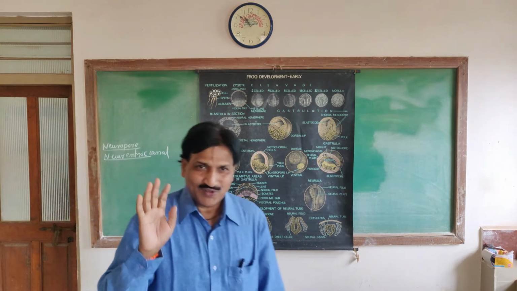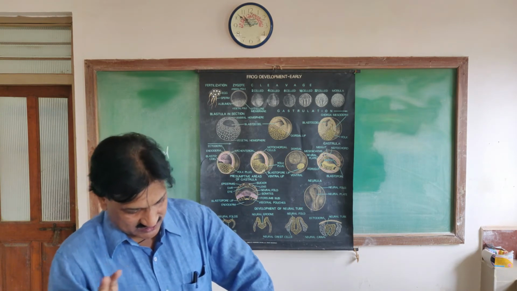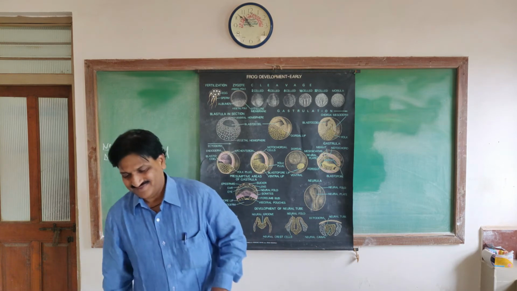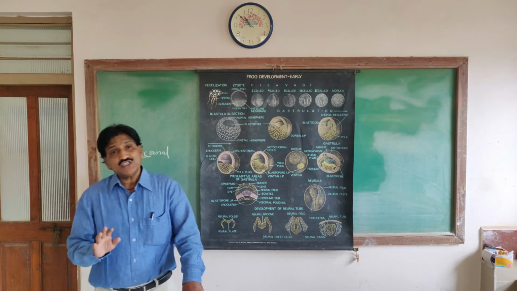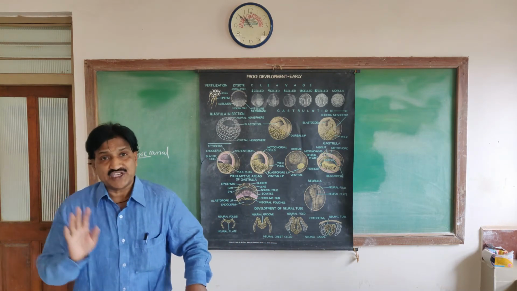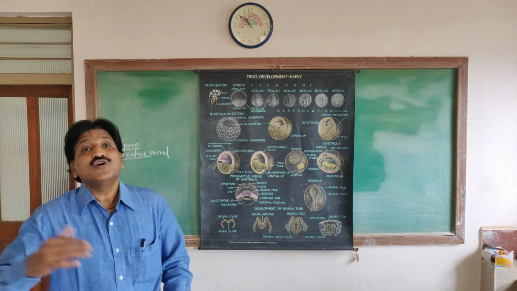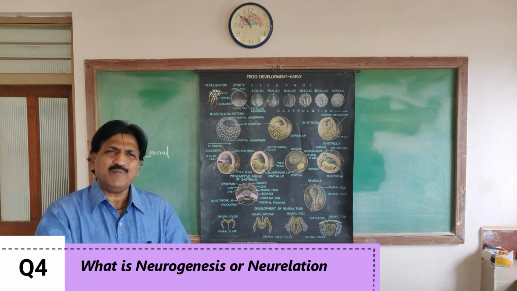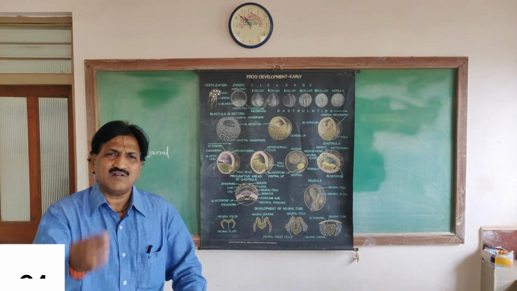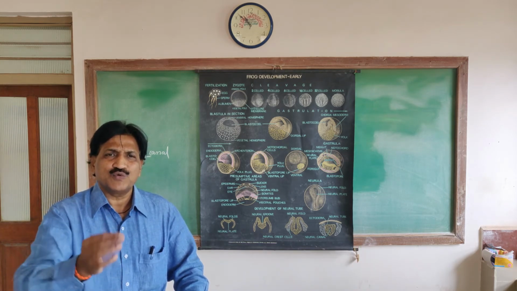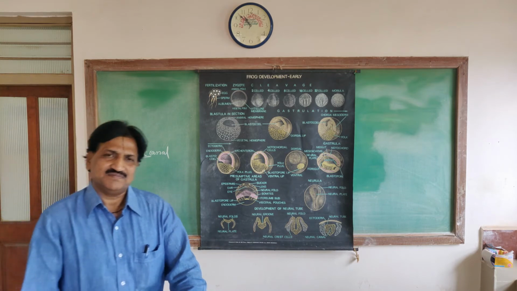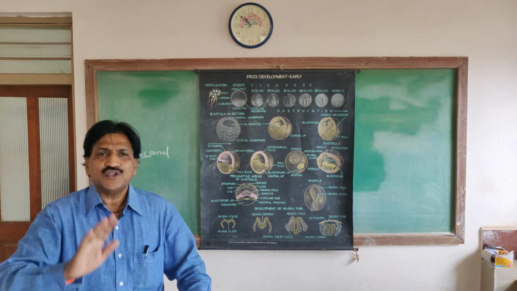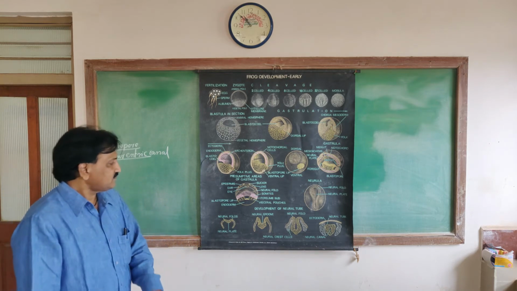that is called neurogenesis. It has 2 marks questions. What is neurulation or neurogenesis? The formation of the neural tube is called neurogenesis. That's all. The formation of the neural tube is called neurogenesis.